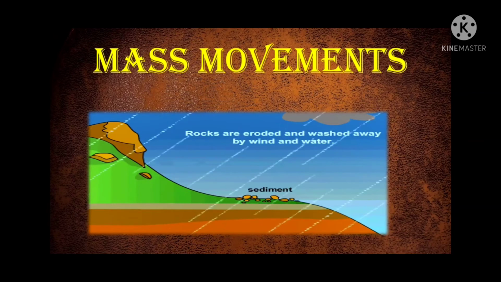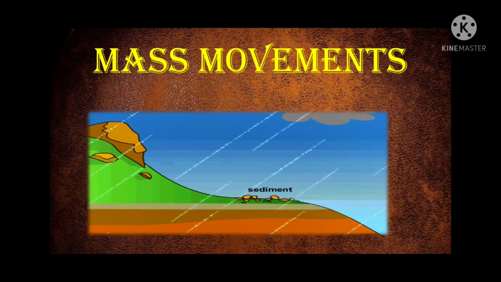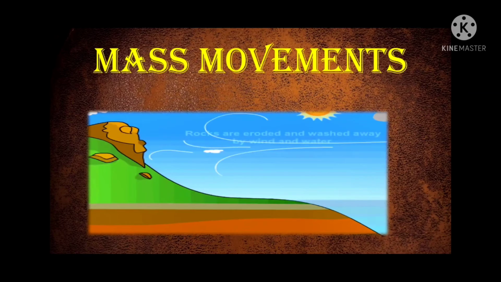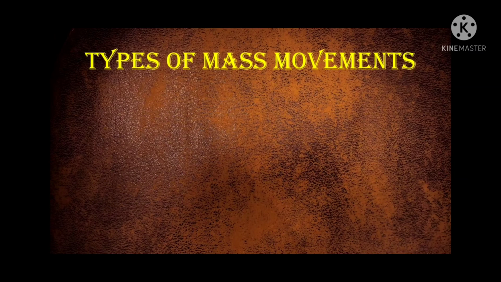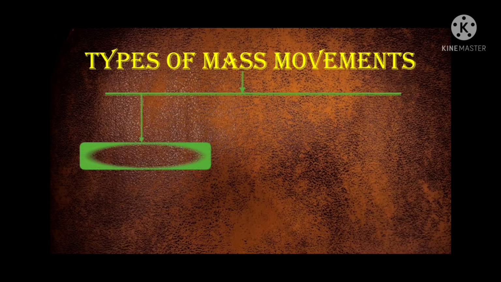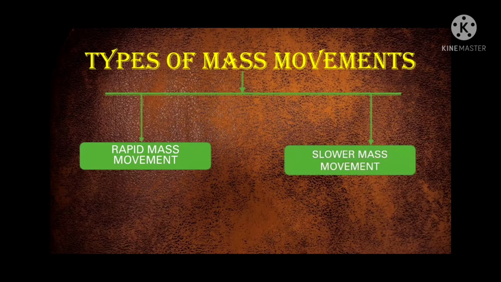Now children, let us understand the types of mass movement. Mass movement occurs in two ways. That means there are two types of mass movement: rapid mass movement and slower mass movement.